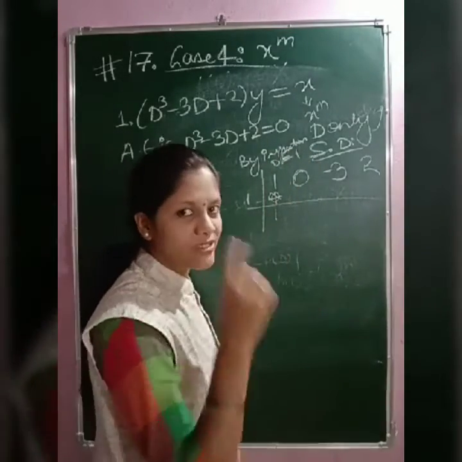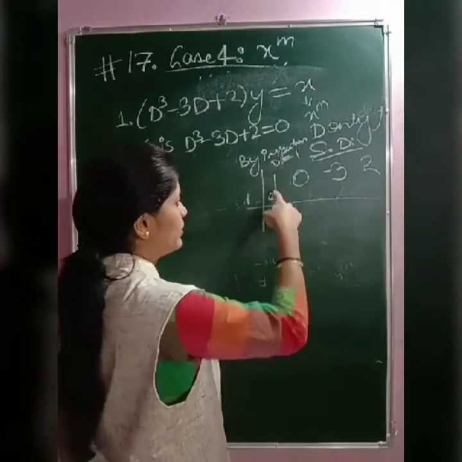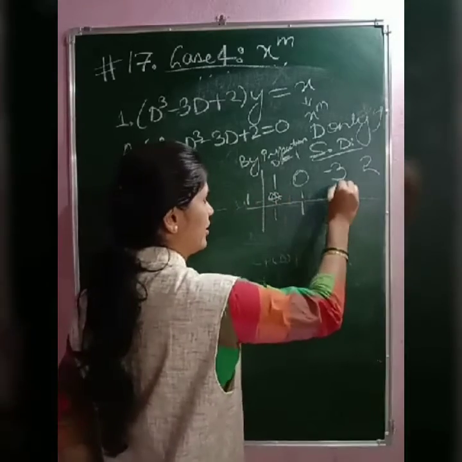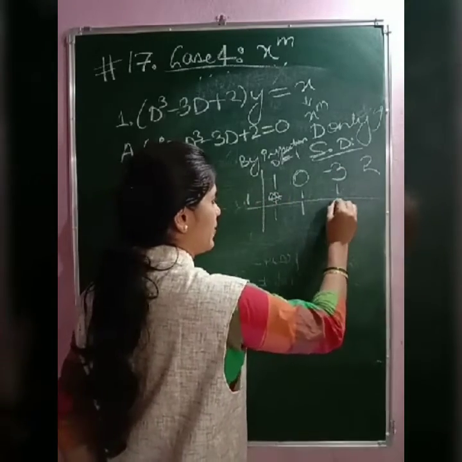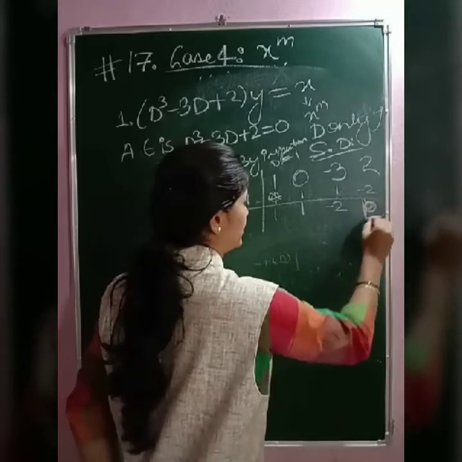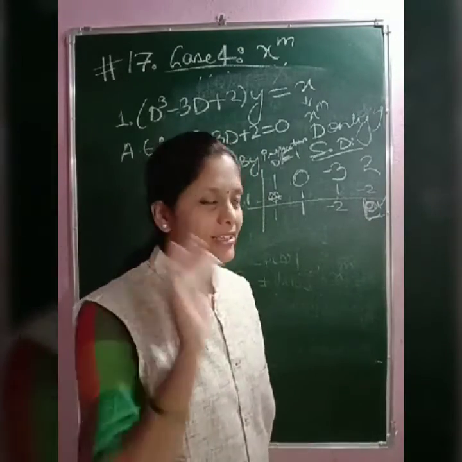Already we know column wise we have to add, and the result we have to multiply and write in the next column. 1 plus 0, 1. 1 ones are 1. 0 plus 1, 1. 1 ones are 1. Minus 3 plus 1, minus 2. Minus 2 plus 2, 0. So yes, whatever calculation we have done is right.